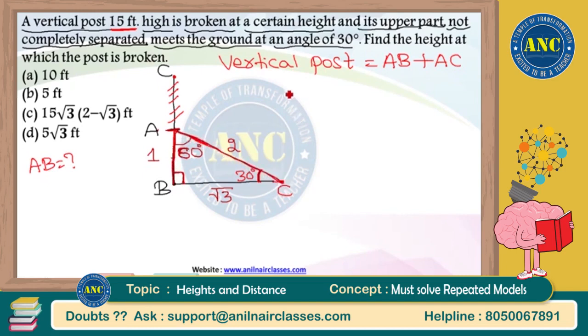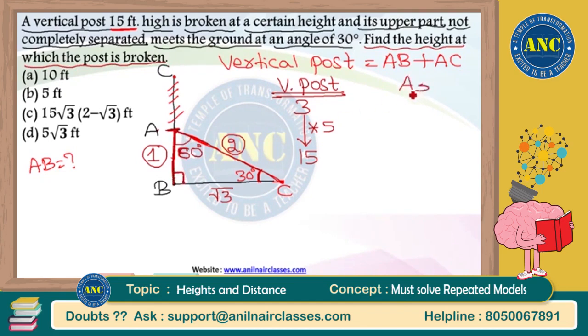That means according to my assumption, the height of the vertical post is 1 unit plus 2 units. It is 3 units. According to the question, it is 15. 3 should become 15, so multiply by 5. Similarly, the question is to find the height at which the post is broken. The height at which the post is broken is AB. According to my assumption, AB value is 1. They are asking how much according to the question. That also we multiply by 5.